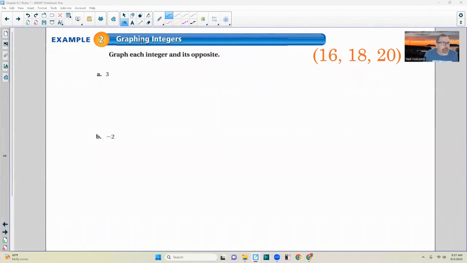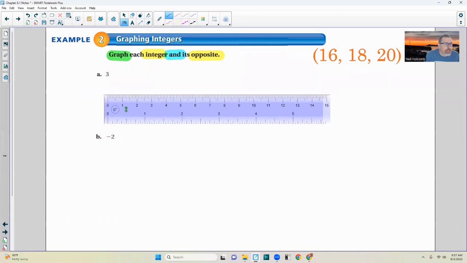Okay, number 2 is graphing integers. It says to graph each integer and its opposite. So let's highlight that: graph each integer and its opposite. Graphing an integer and its opposite. All right, so how are we going to do that? Well, here's how I want you to do it.